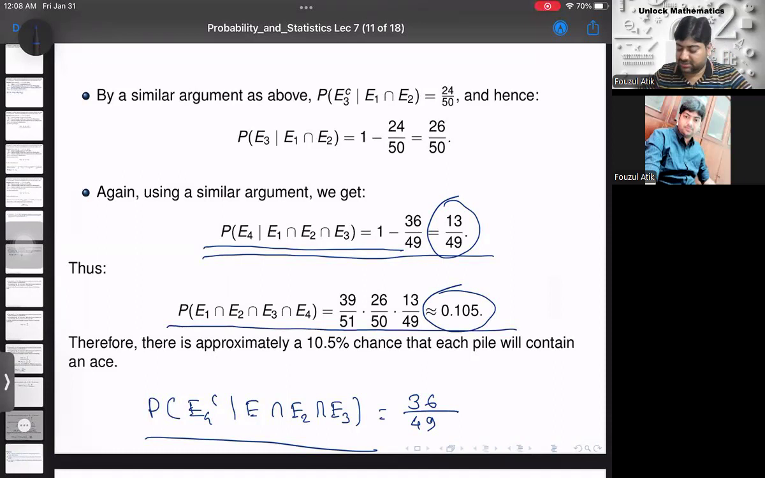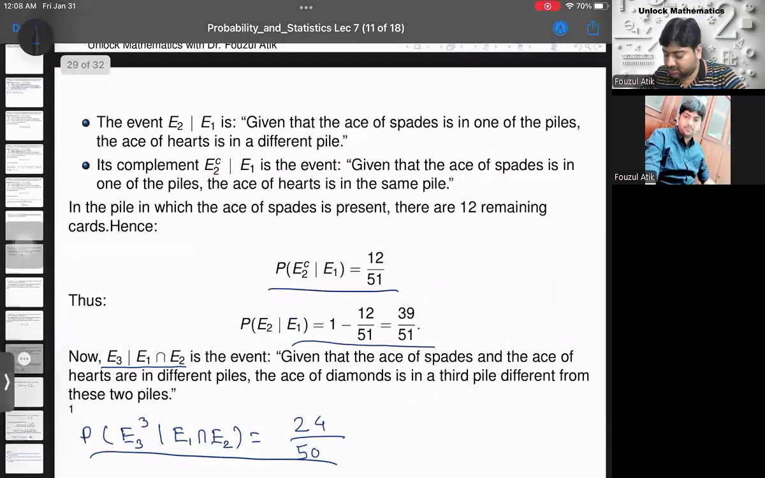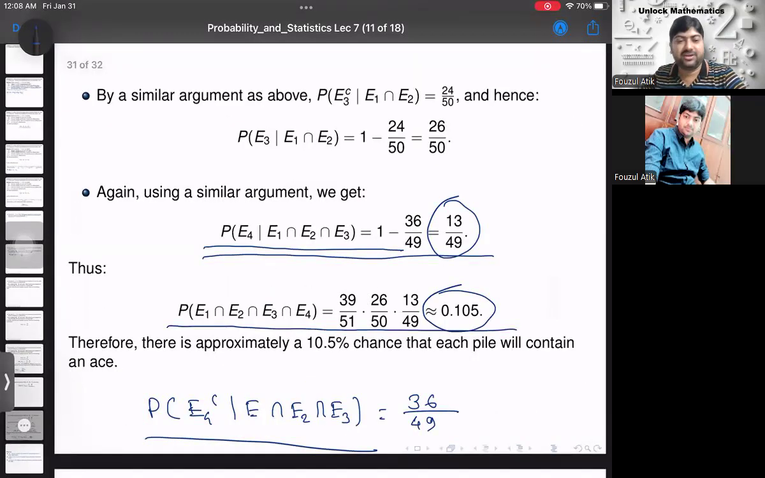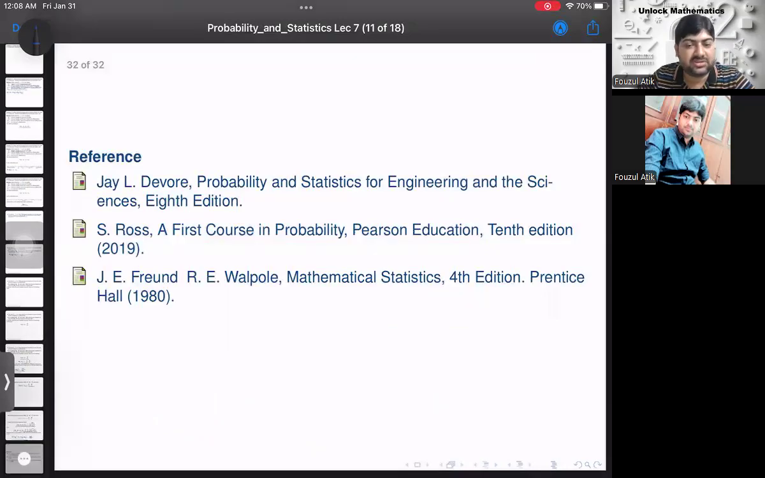Right? So you can have a look at the whole solution. You can take a snap of it. This is the previous slide. This is a very important problem and a very interesting one. And all the content I have taken mostly from these books.